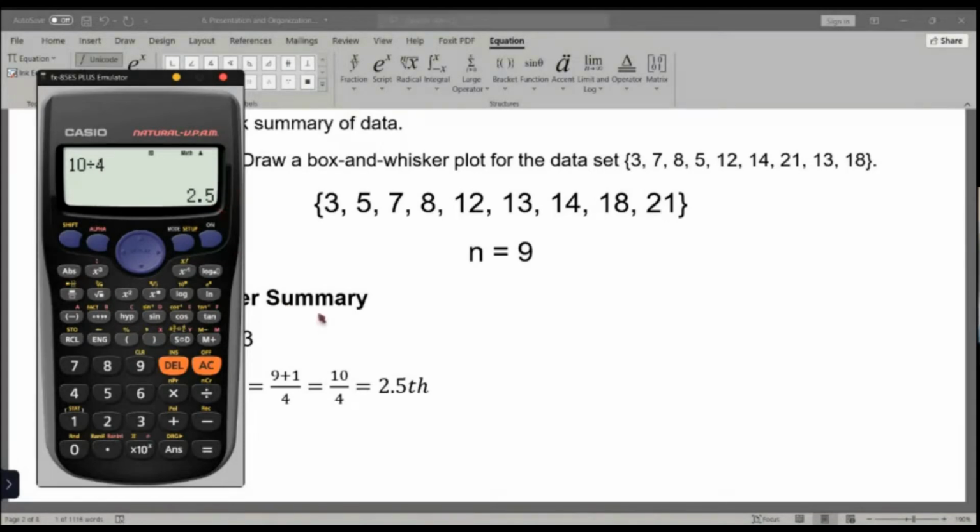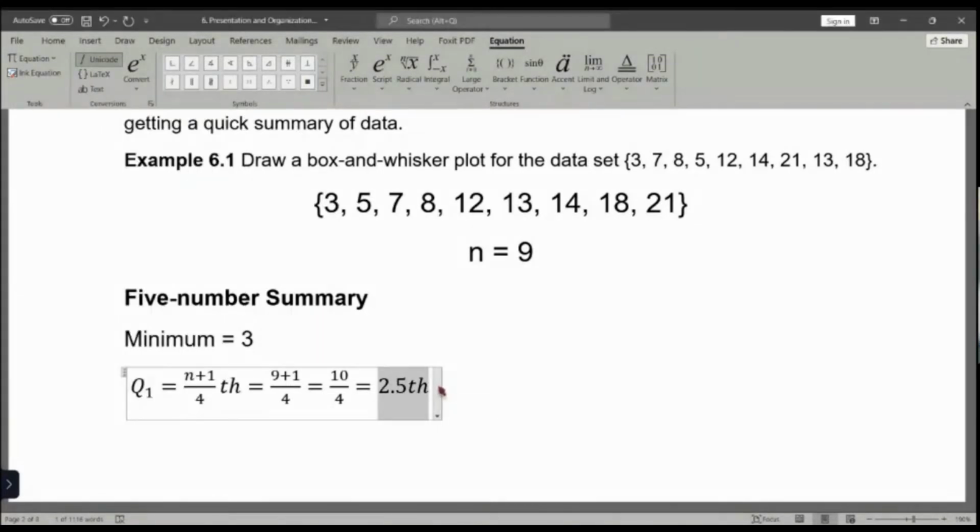2.5. Meaning to say, the first quartile score is between the second and the third. Kasi may 0.5 tayo eh. Okay, so we'll consider the midpoint or middle value of the second and the third. So let's identify the second item and the third item. So we may now identify our first quartile.